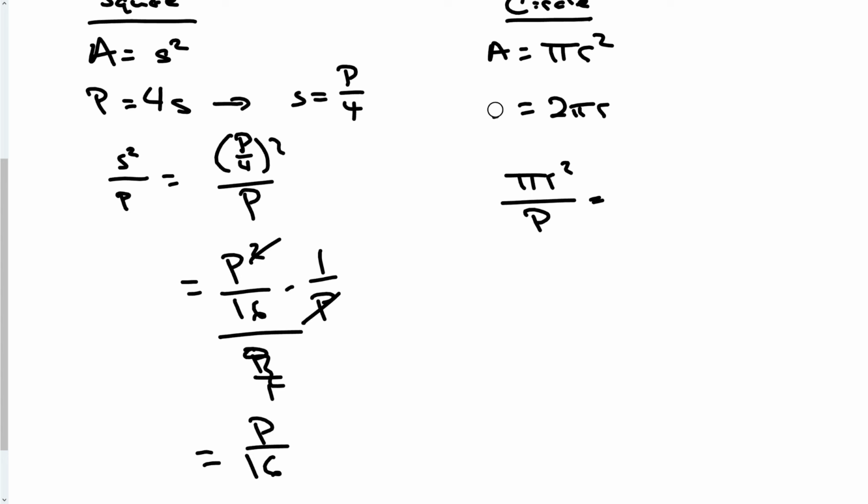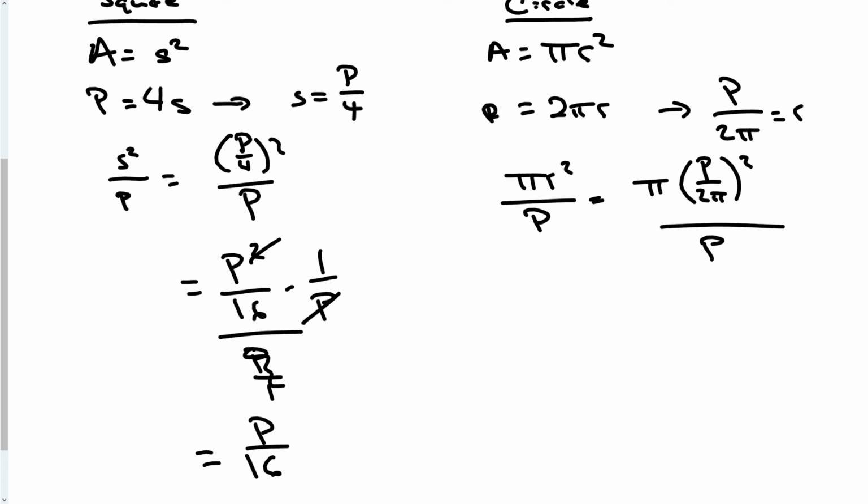Let's change this so it's the same variable. I know it means circumference, but we can call it p for perimeter. We can solve for r, so we have it in terms of p. So we have that p over 2 pi is equal to r. Replace it in this expression: pi times p over 2 pi squared over p. All right. This now turns to pi times p squared over 4 pi squared over p.